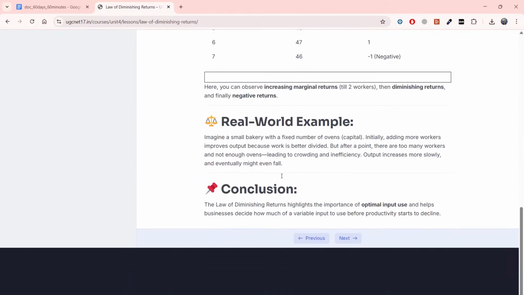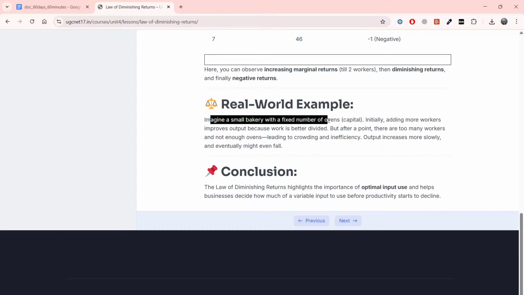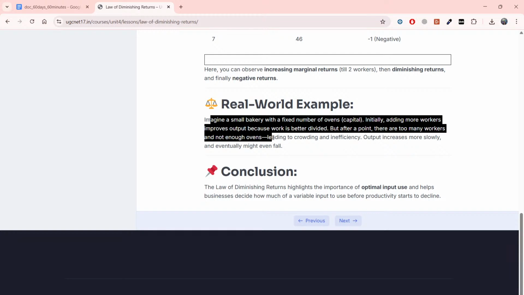Illustrative example, a real world example. Imagine a small bakery with a fixed number of ovens. Initially adding more workers improves output because work is better divided, but after a point there are too many workers or not enough ovens, leading to crowding and inefficiency. Output increases more slowly and eventually might fall.